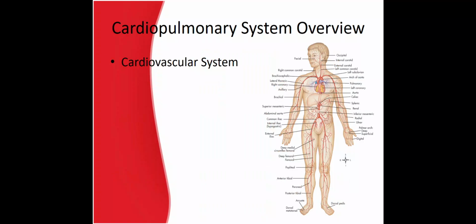The cardiovascular system consists of the heart, blood, and blood vessels. The heart pumps the blood throughout the body through a system of blood vessels. The blood comes out of the heart in arteries and goes back to the heart in veins.